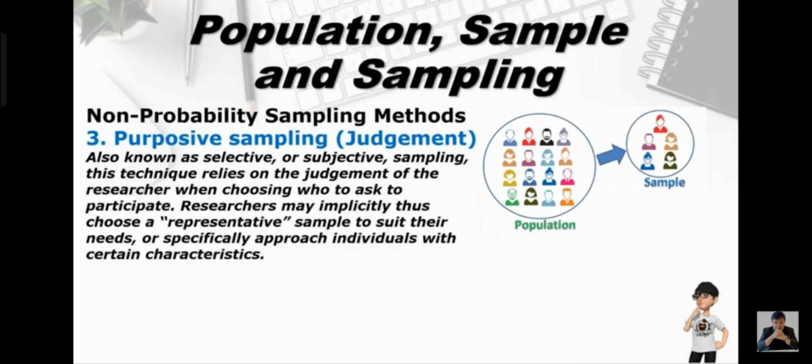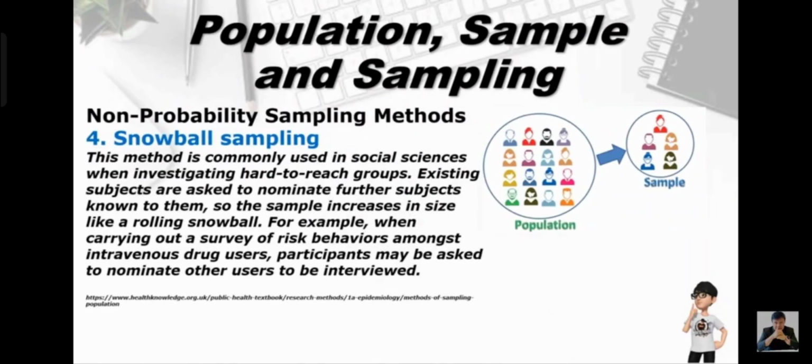Non-probability sampling. This is the third one, purposive sampling or judgment sampling, also known as selective or subjective sampling. This technique relies on the judgment of the researchers when choosing who to ask to participate. Researchers may implicitly choose a representative sample to suit their needs, especially approaching individuals with certain characteristics.